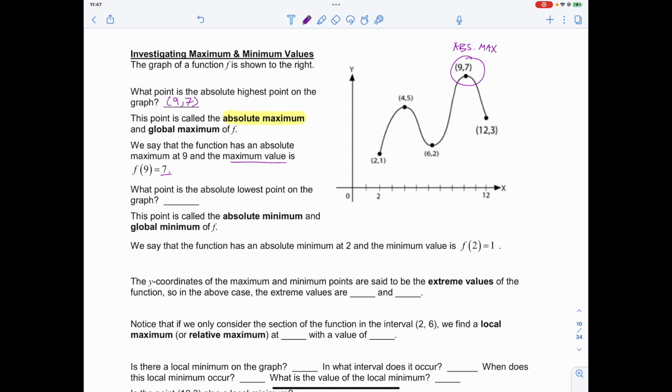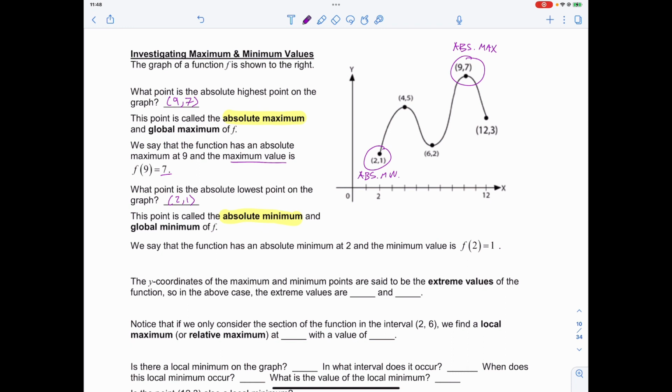So even though the maximum is occurring at an x value of 9, the value of that maximum is the y value. What point is the absolute lowest point on the graph? Well, that exists right here at the point of 2 and 1. And we're going to call that our absolute minimum. We say that the function has an absolute minimum at 2, and the value of the minimum is f of 2 is equal to 1.